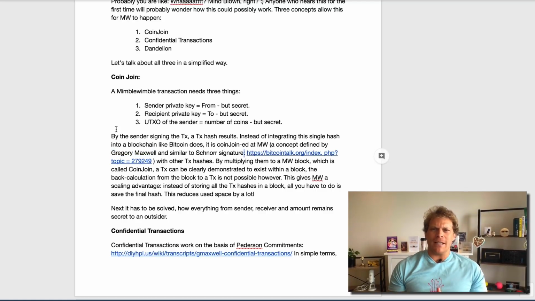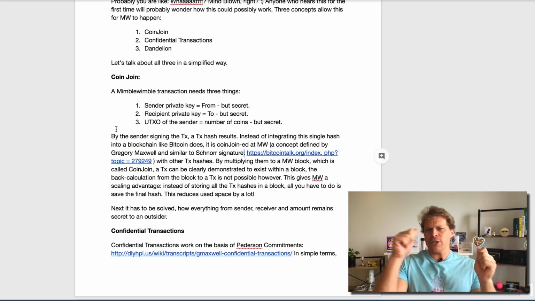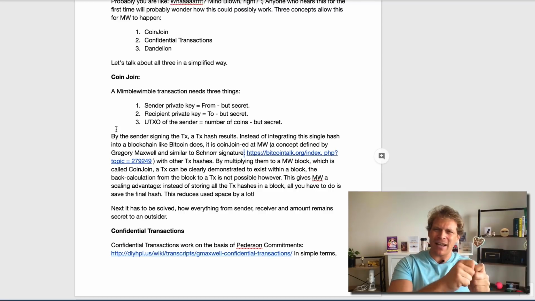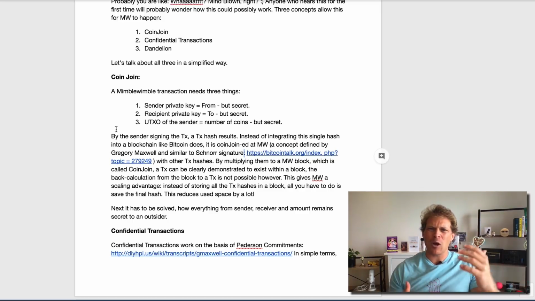How this basically works is, instead of one transaction being created by a from, a to, and then the amount being signed by the sender's private key, and then this transaction ID goes into a block, and then the entire block gets mined.